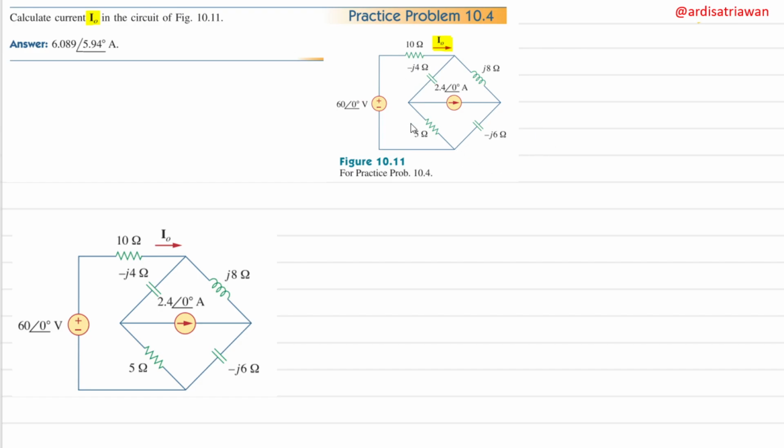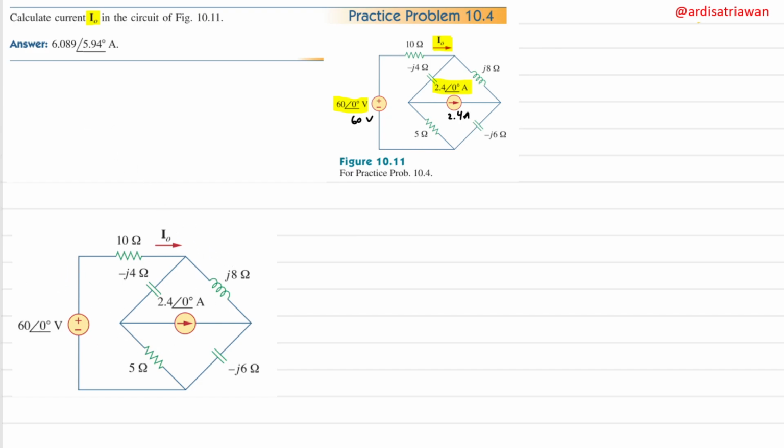And if we take a look here, we have a circuit with a resistor, capacitor, and inductor. We also have the voltage source and the current source. But the voltage source and current source are in polar coordinates, so I want to convert them into Cartesian coordinates. The angle is 0 degrees, so that will be easy enough. So we will have 60 volt here and 2.4 ampere here.